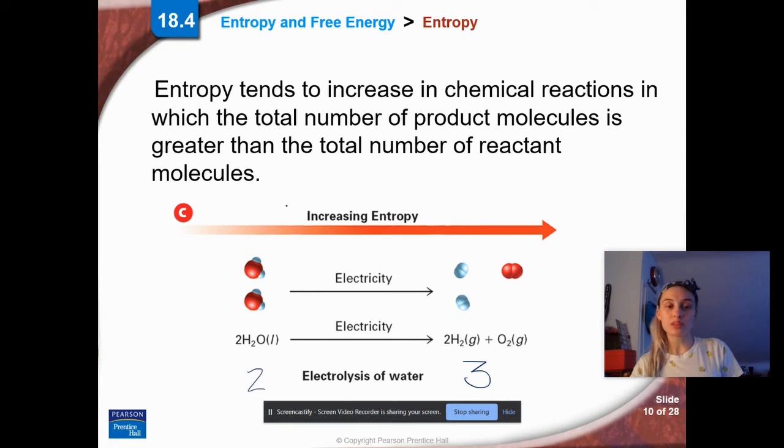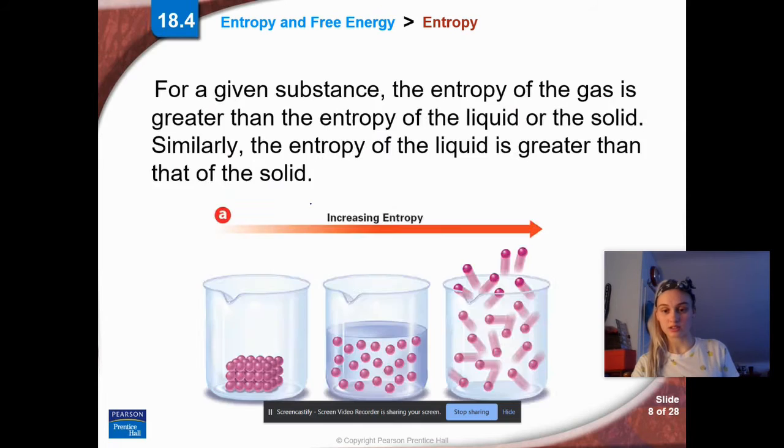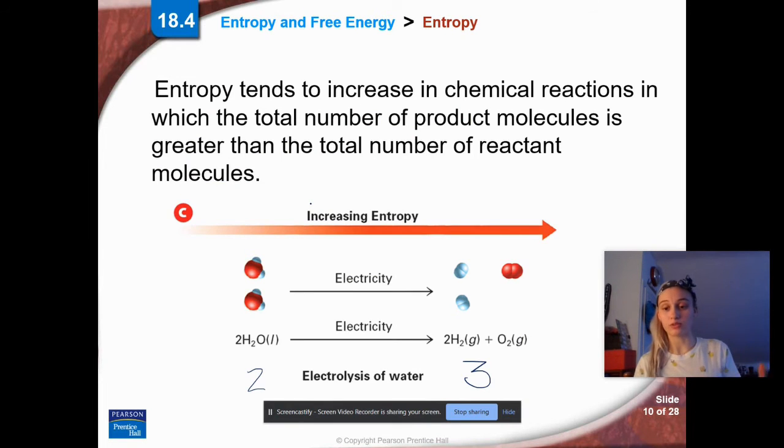And so remember that spontaneous reactions involve an increase in entropy, and remember that spontaneous reactions also favor products. So that makes sense, because if we're favoring products here, we have more products, and increasing entropy would be a spontaneous reaction.